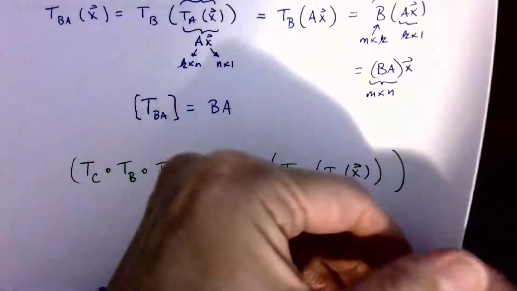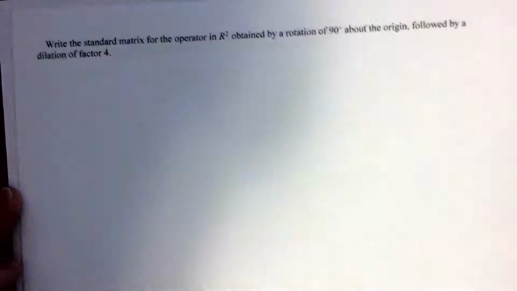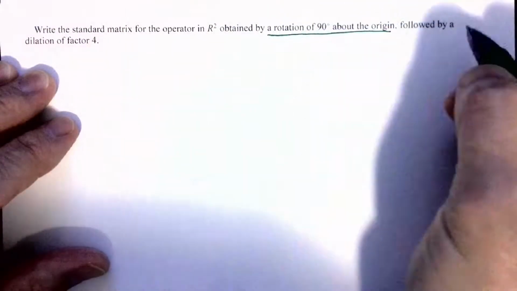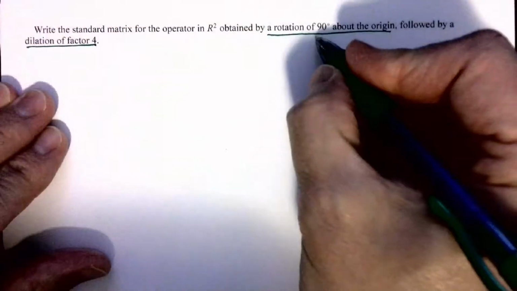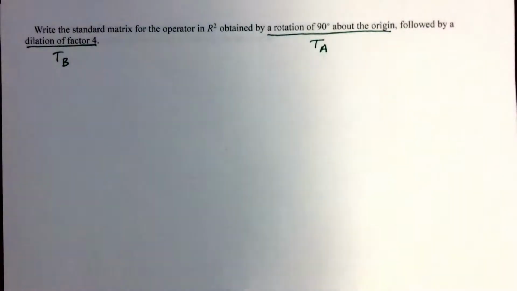Okay, so let's take a look. We're going to use results from the last lecture on the basic matrix transformations here, assuming that you've watched that. Write a standard matrix for the operator in 2 space obtained by a rotation of 90 degrees about the origin, followed by a dilation with factor 4. Okay, I'm going to call this transformation A. I'm going to call this transformation B. I'm doing A first and then B.